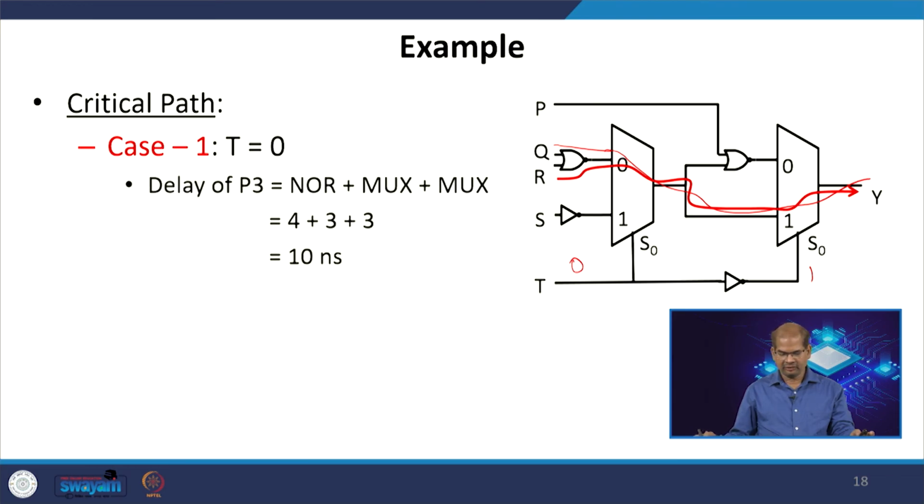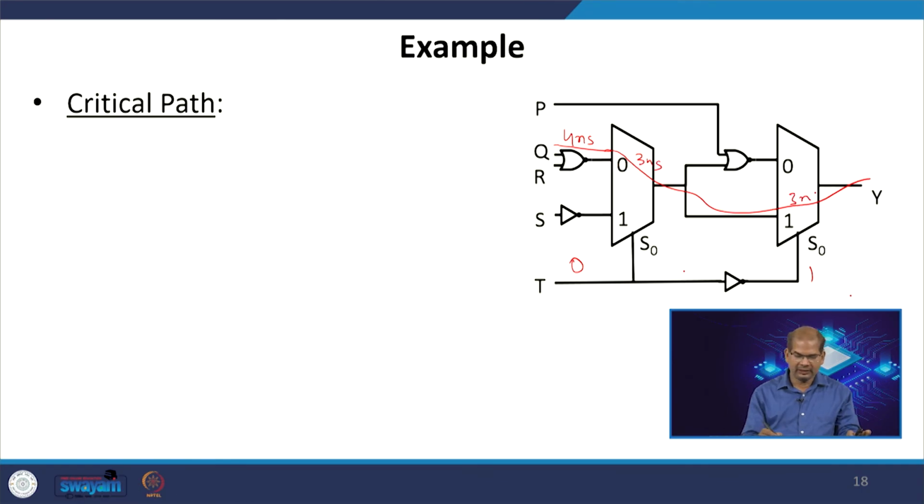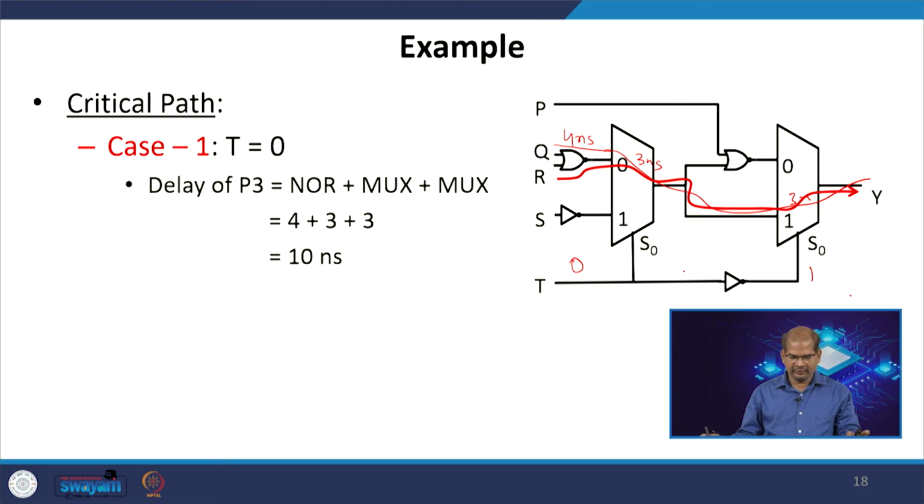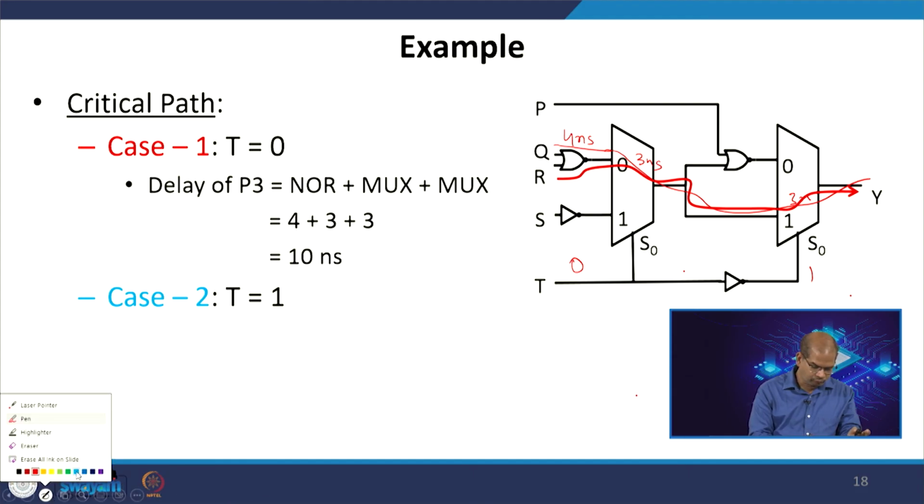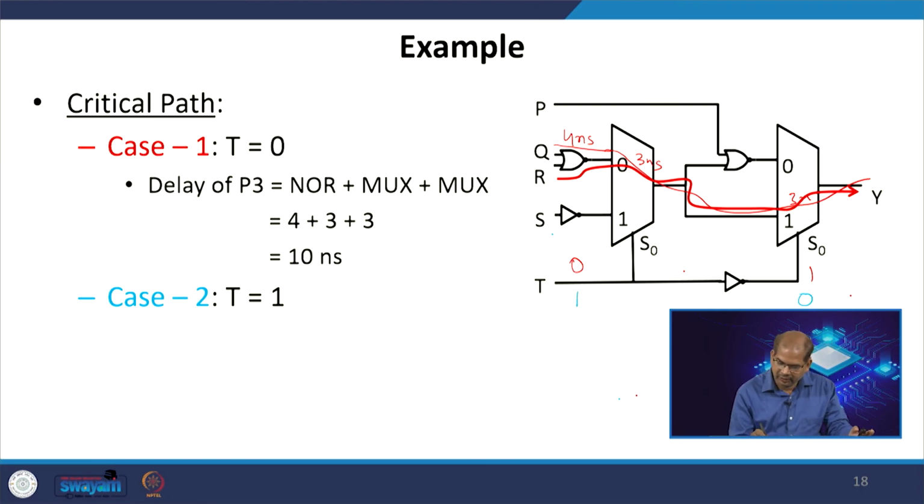Then what is the delay of this one? The NOR gate delay is 4, multiplexer is 3 and another multiplexer is 3. So, it is 10 nanosecond. Total path delay is basically 10 nanosecond. Now, in case 2, when t equals 1, I will write it in a different color. This is 1, this is 0, this is 1, which means this path will be selected and this path will be selected like this.